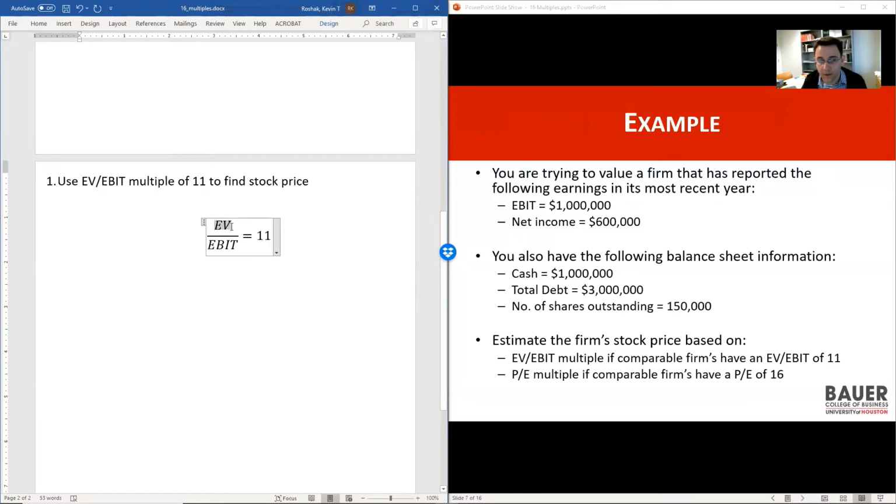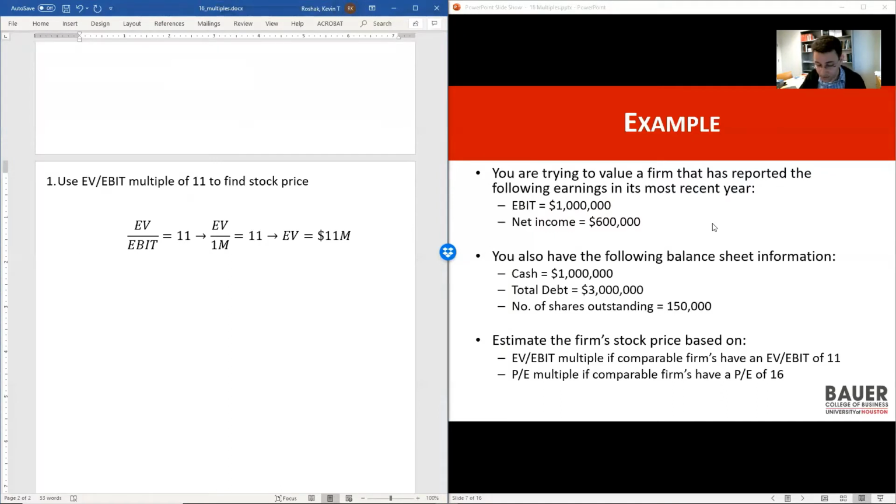We have a market value in the numerator and the accounting number in the denominator. Now, we look at our company and we see the EBIT is $1 million. So if you have $1 million in EBIT, then that tells you what the enterprise value should be. The enterprise value over $1 million should be 11. That implies that the enterprise value is going to be 11 million. So that's it. That's the multiple. That's the only new part for today.